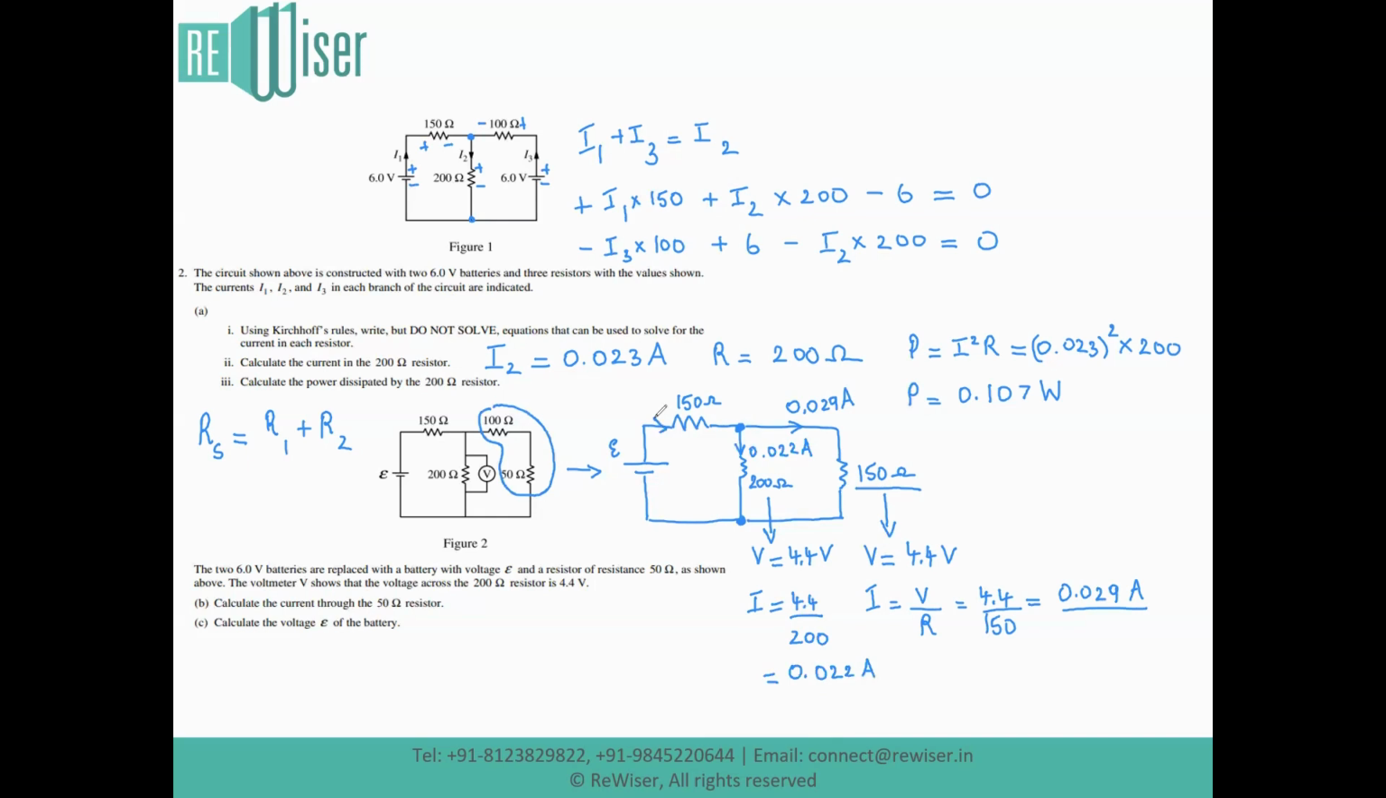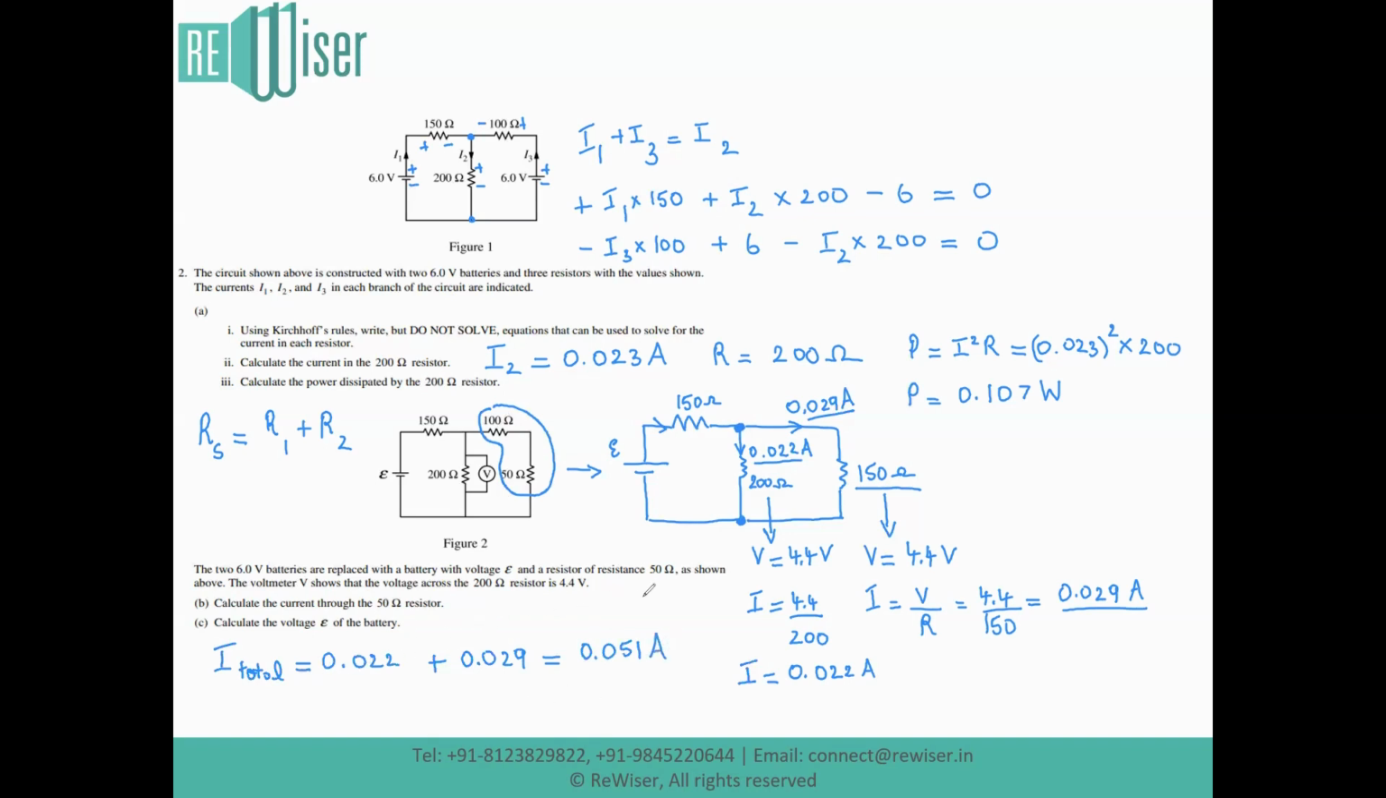We understand that the current flowing here is 0.022 ampere, while the current flowing here is 0.029 ampere. The current that is flowing here can be understood to be the summation of the current flowing here and here by applying KCL at this junction. So the main branch current can be found out as I total, which is equal to 0.022 that is flowing through the 200 ohm resistor plus 0.029 which is flowing through the combination of the 100 and the 50 ohm resistors. The total current sums up to be 0.051 ampere.